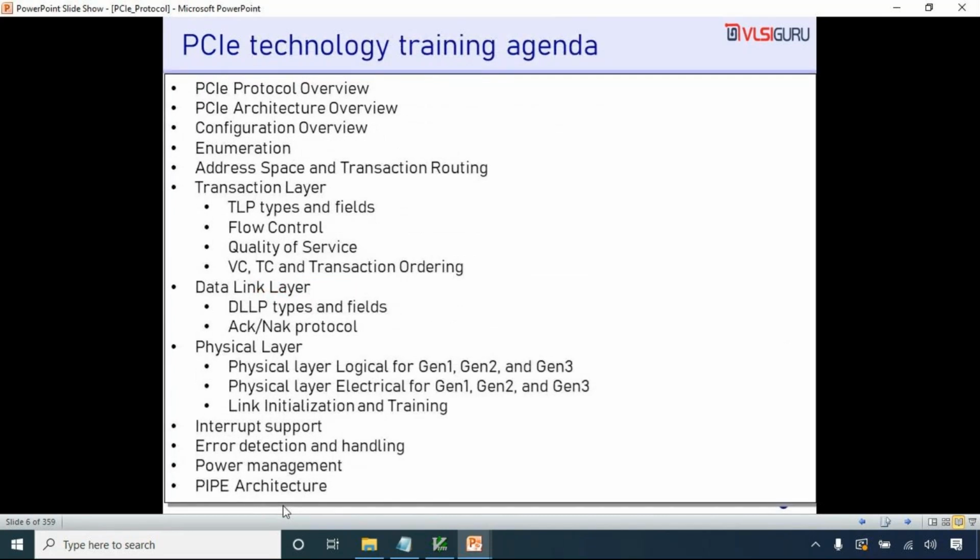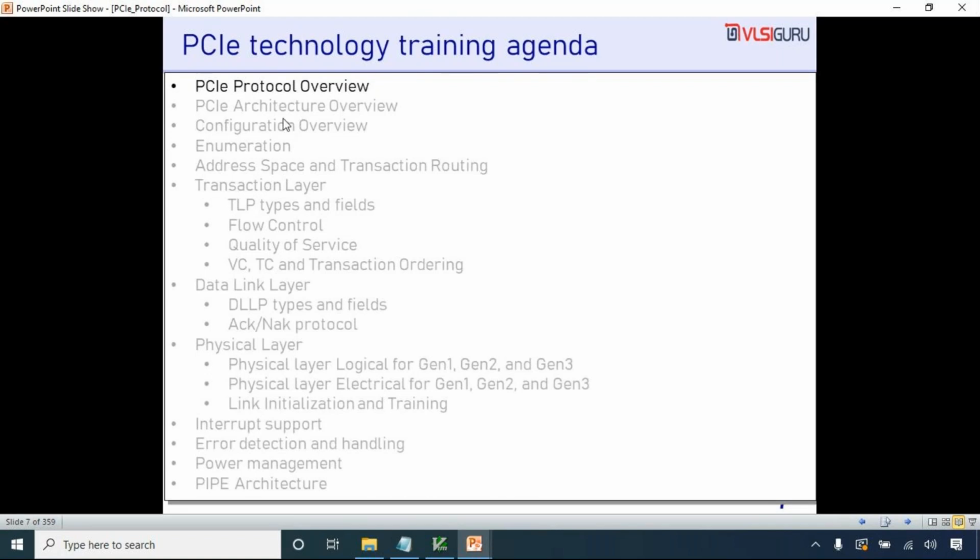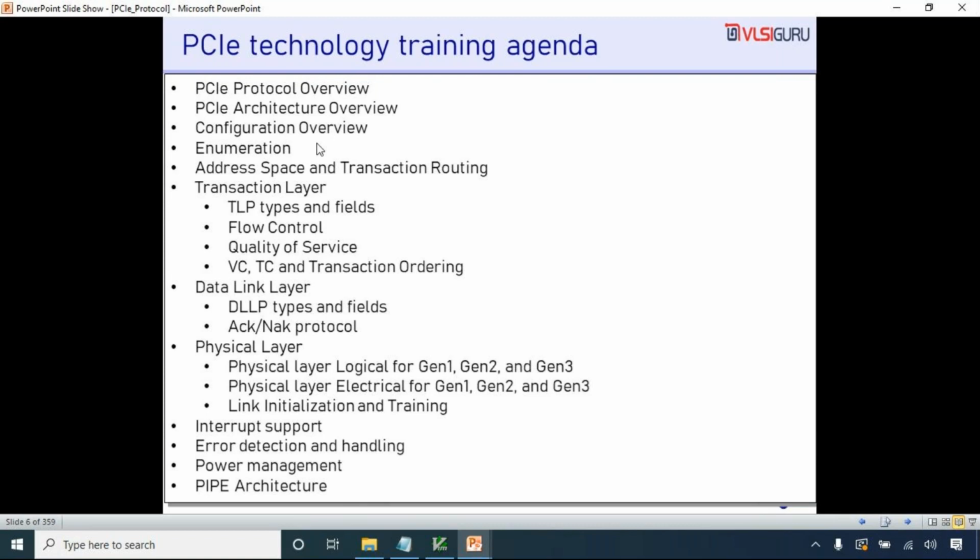During this session itself, I'll be trying to connect NVMe with PCIe. Talking about the PCIe technology training agenda, we'll start with the PCIe protocol overview, the architecture, the PCI Express configuration space, the enumeration, address space and transaction routing. Then we'll go into the individual layers: the transaction layer, the data link layer, and then the physical layer. Finally, we'll talk about other aspects like interrupt support, error detection and handling, power management, and pipe architecture.